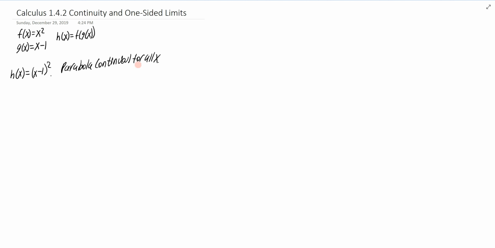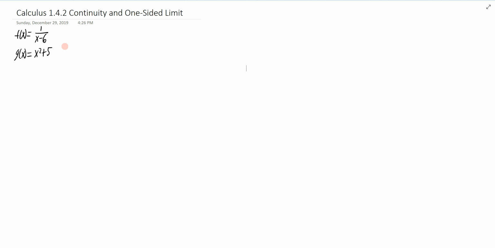Now, in this next question, we have something very similar. We're doing the exact same thing. We're looking at h of x equals f of g of x, like this. We want to first figure out what h of x is going to be. So h of x in this case is just going to be equal to 1 over x squared plus 5 in parentheses, minus 6.